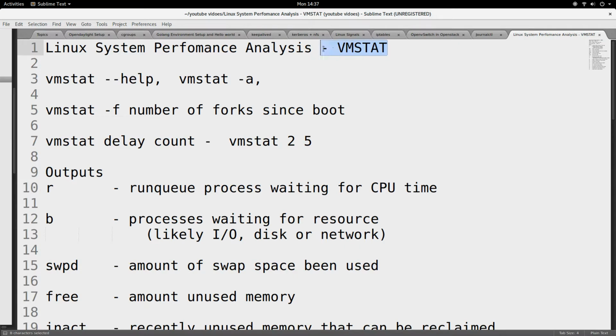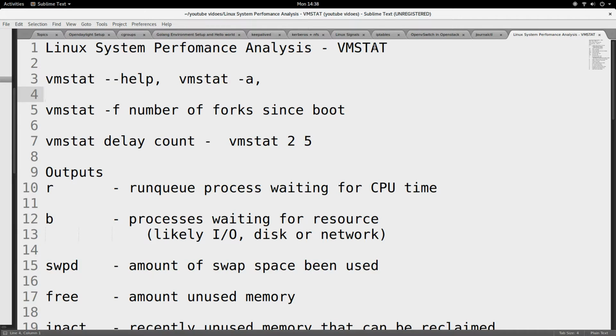Today I'm talking about vmstat. This is part of a series of videos about performance analysis of the Linux operating system. Performance analysis refers to activities that you do when you want to understand what is going on in your system, or when you want to understand why a particular application is crashing or running slowly, the system is slow, or the network is congested. So you want to analyze your system to know what's going on.